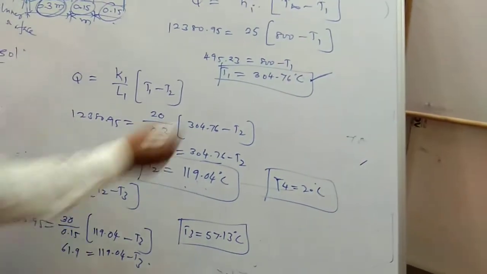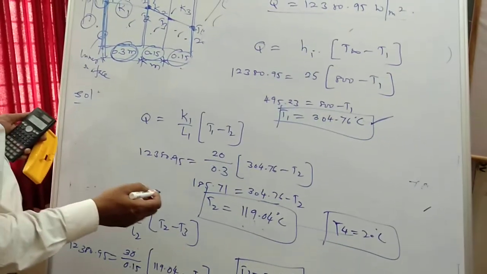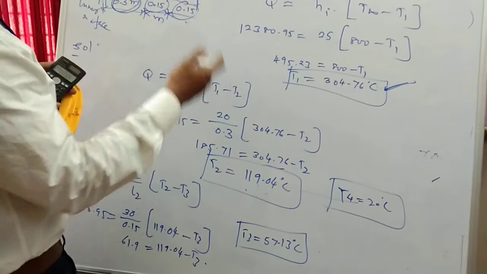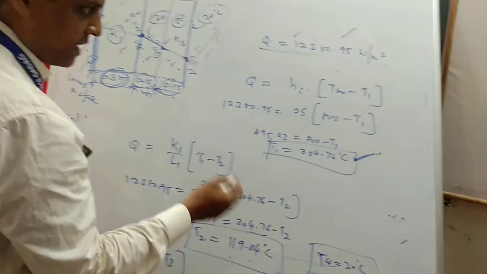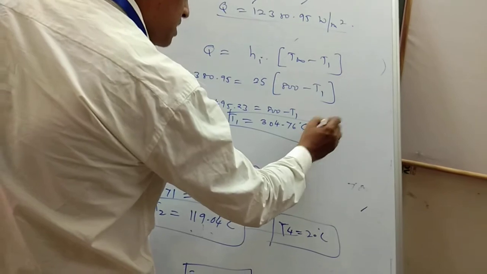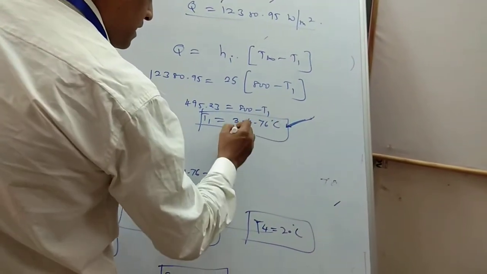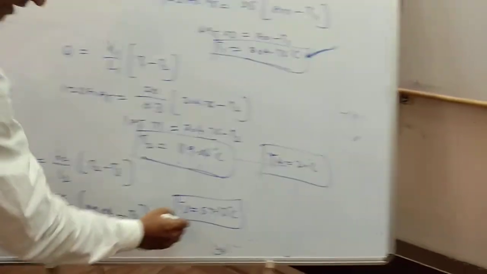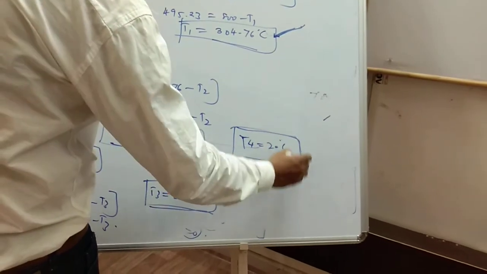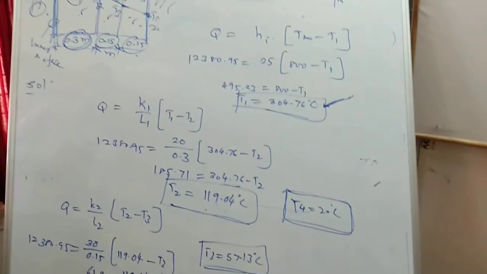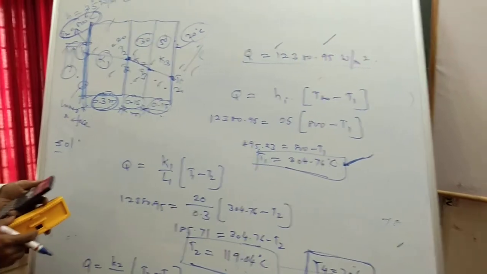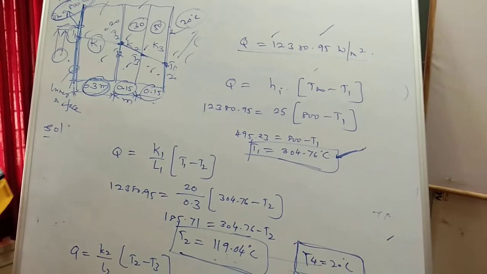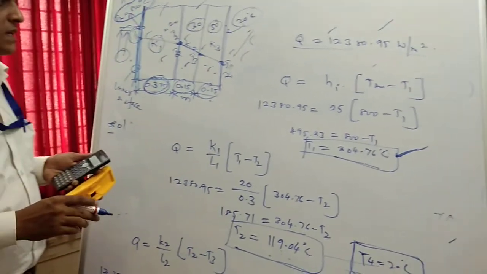Now if you verify, these results are verified with the FEM results. Using FEM we have determined the temperature distribution through this composite wall consisting of 3 materials, and we got the same values as in the analytical method, that is T1 304.76 degrees Celsius, T2 119.04, T3 57.13, and last T4 20 degrees Celsius. This is how we can determine the temperature distribution through the composite wall using FEM, and you can verify the results with the analytical method by using Fourier's law and Newton's law of conduction and convection.